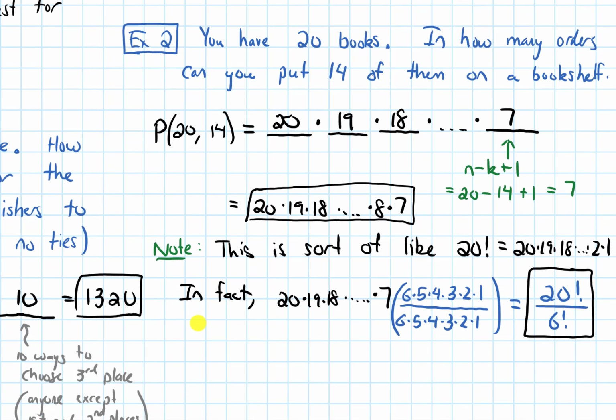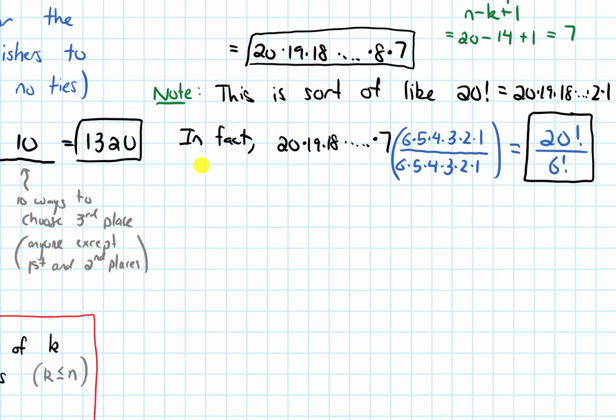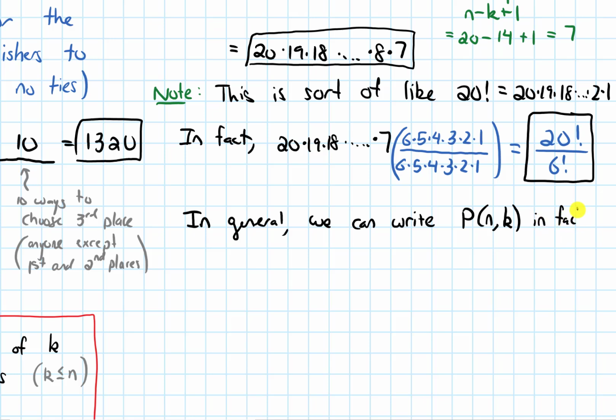Okay, so in general, we can do this sort of thing. We can write P of n comma k, if I'm trying to write my formula for the number of permutations, in this factorial form. So the first formula we had for P of n comma k was n times n minus 1 times n minus 2 dot, dot, dot, until we got to n minus k plus 1.